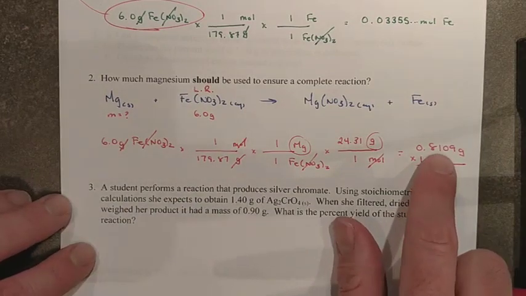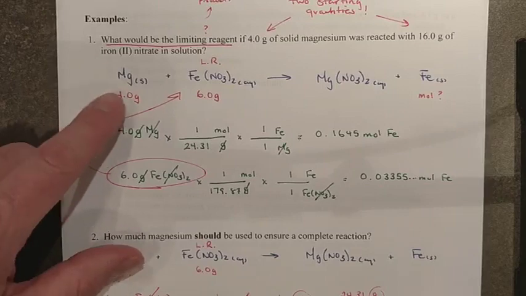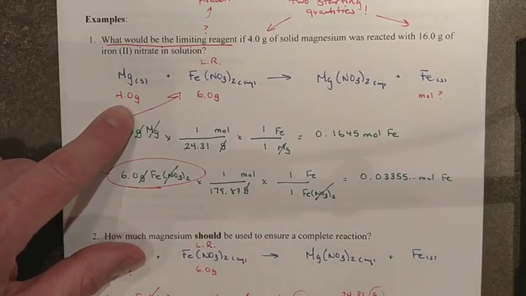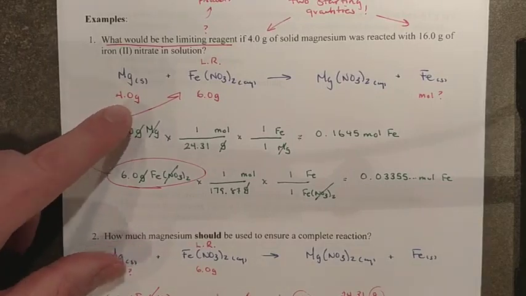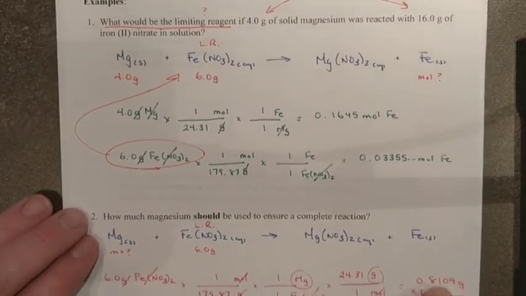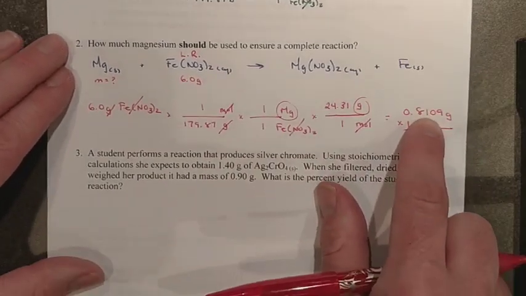Like, look at this number, 0.81 grams. We were wasting 4 grams of this beforehand. It'd be in the sludge and the mix. What a waste of money. What a waste of supply. What a waste of material.